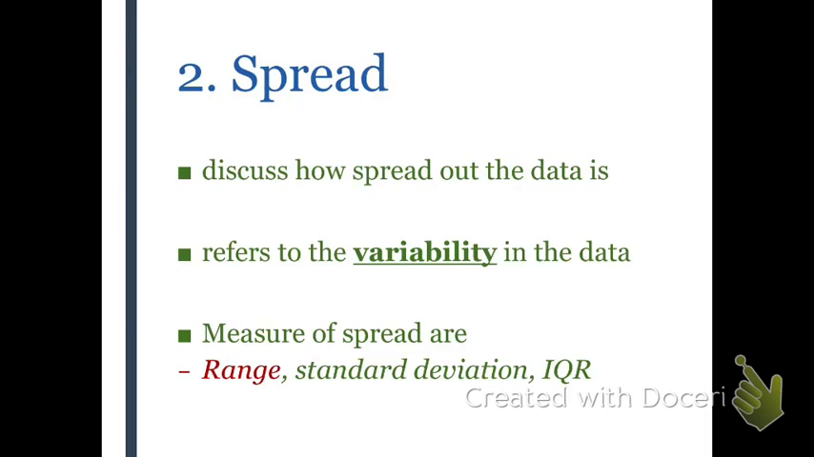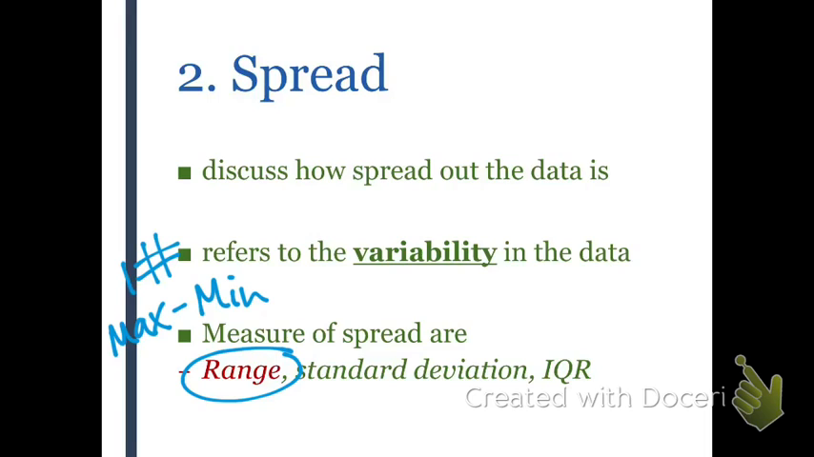You can either report the range, the standard deviation, or the IQR. We don't know how to calculate the standard deviation or the IQR yet. So we're going to use range. What is range? Max minus min. Is your range one number or two numbers? One number. The range is one number. You wouldn't say that it ranges from 2 to 5. That's incorrect. You would say the range is 3.